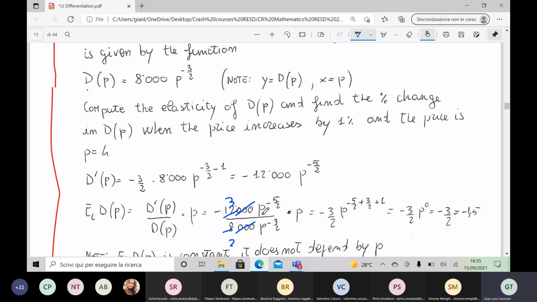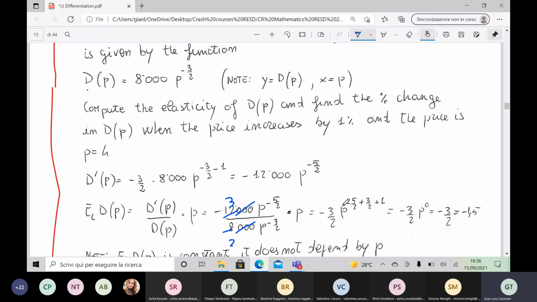Furthermore, remember that if you divide a power by another power with the same basis, you have simply to do what? The result is a power with the same basis, P, and what? You have to add the exponent in the denominator, but change by sign. So you have -3/2 times P to the -5/2 plus, you see I change by sign, 3/2 plus the exponent of P, which is 1.